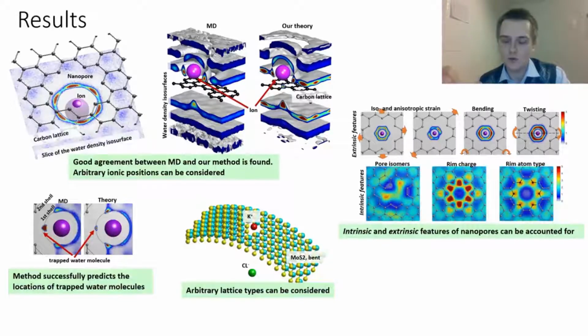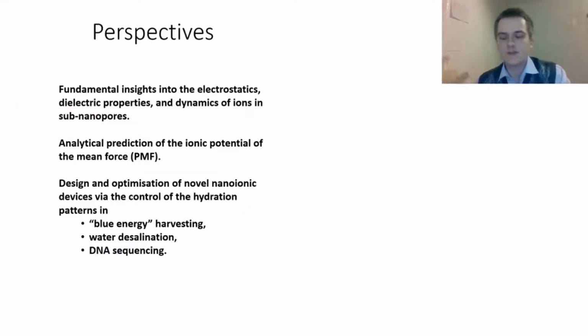So, by choosing a nanopore and by tuning its properties from outside, one could engineer the hydration pattern around an ion. How can it be useful? First, one would be able to provide a fundamental insight into the dielectrics, electrostatics and dynamics of ions in nanopores. But primarily, one would be able to engineer the potential of the mean force, and in doing so, to design and optimize controllable nanoionic devices with on-demand selective and conductive properties.